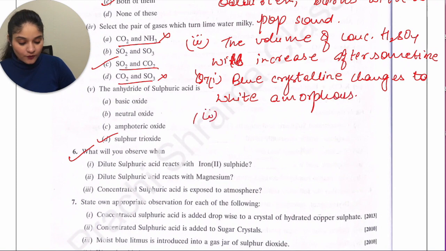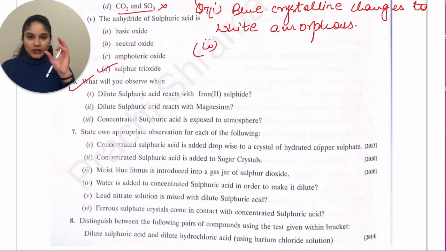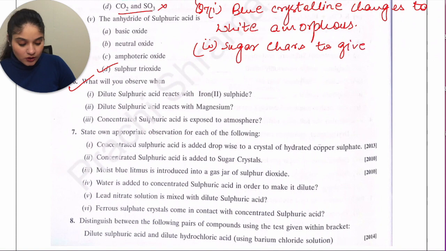Let's move on to the second part. The second part says concentrated sulfuric acid is added to sugar crystals. What would happen is a black porous mass will be created. Whenever you have sugar and you are adding H2SO4 to it, you get a black porous mass. So that's what you can write: sugar chars to give black porous mass.